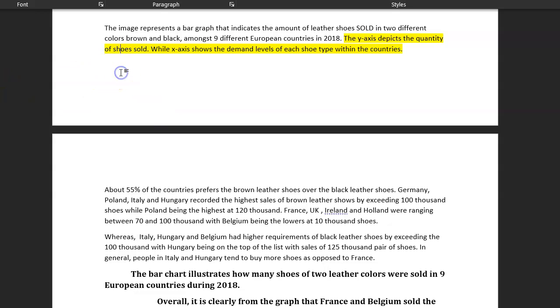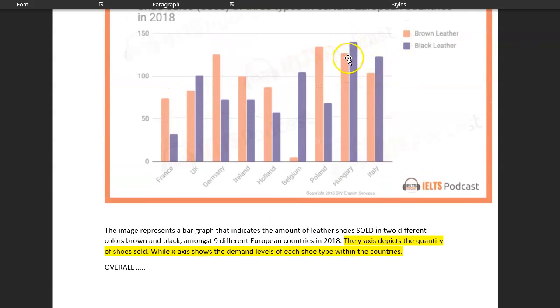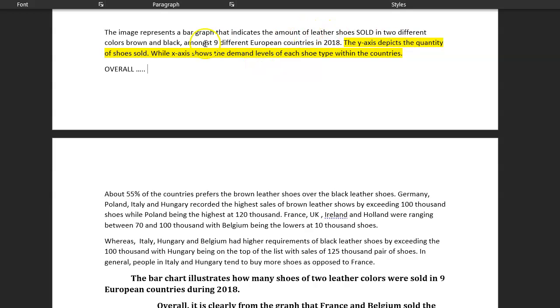What you do need, remember we talked about this before, now you need a sentence saying overall. Okay? Overall, yeah, and then you're going to give me the biggest numbers. So overall, the highest total number of shoes were sold in Hungary, whereas the lowest of brown shoes was in Belgium. Sales of black shoes in other countries were quite similar. Something like that. Just give me an overview. Imagine I can't see it. So you want your first sentence there, then your overall general sentence, and then your 2 paragraphs here, which is the kind of interesting bit.